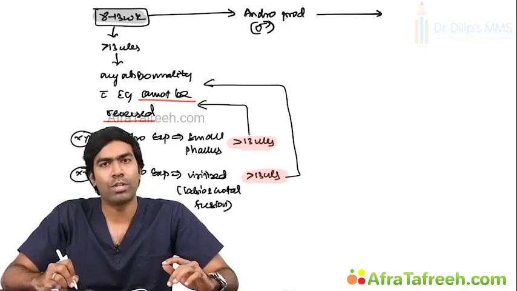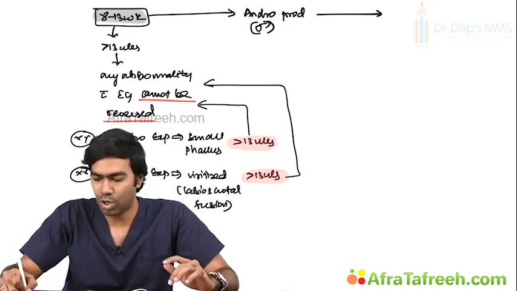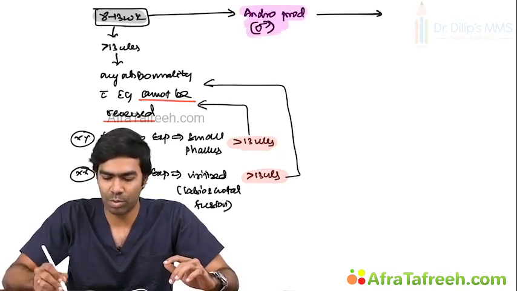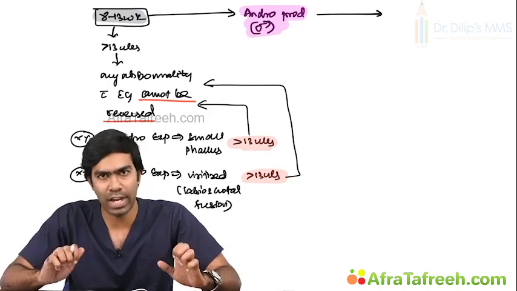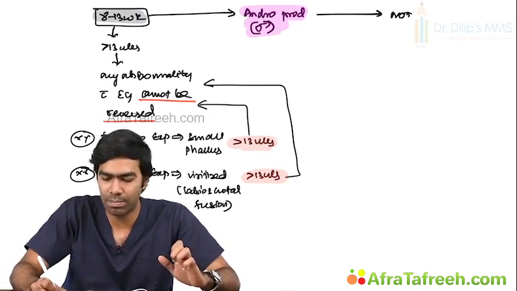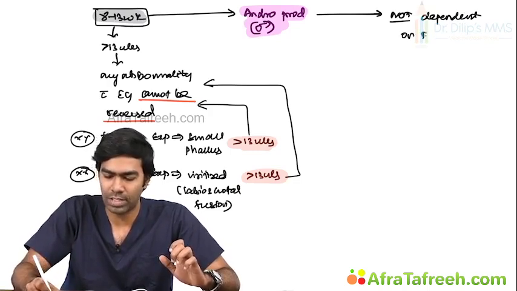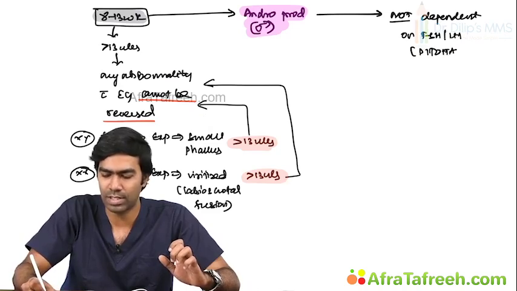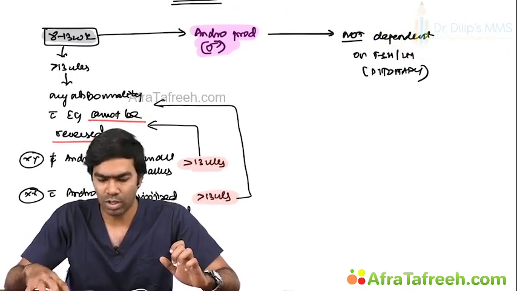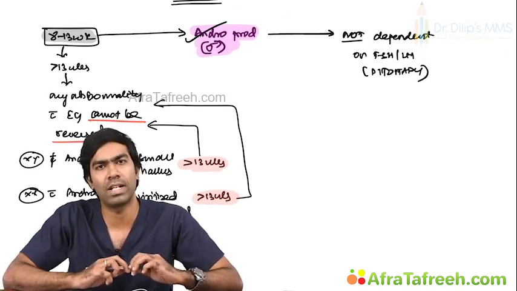So once you produce these androgens, you are going to produce virilization. But it's very important to understand that this androgen production in males in this period of 8 to 13 weeks is not dependent on pituitary. Not dependent on FSH and LH. So then how can you produce this testosterone in a male child?